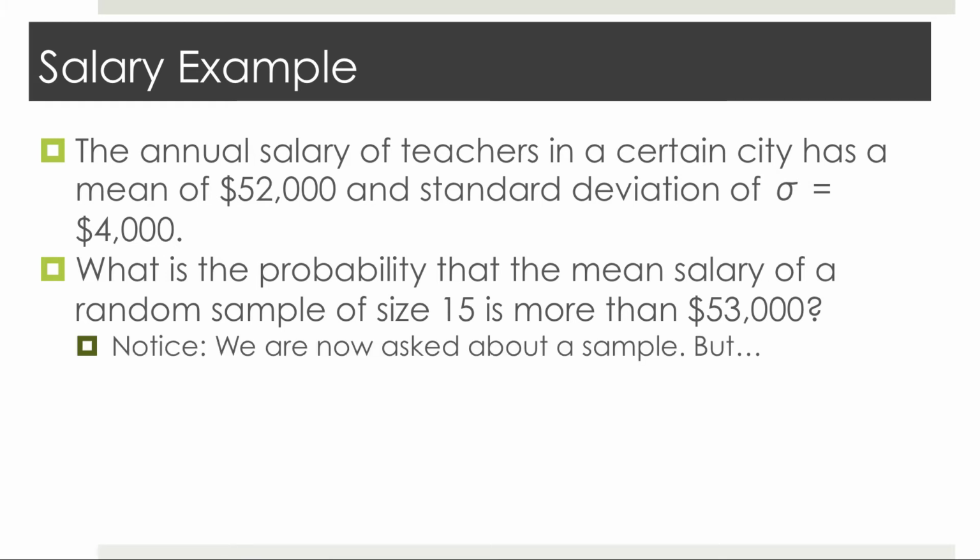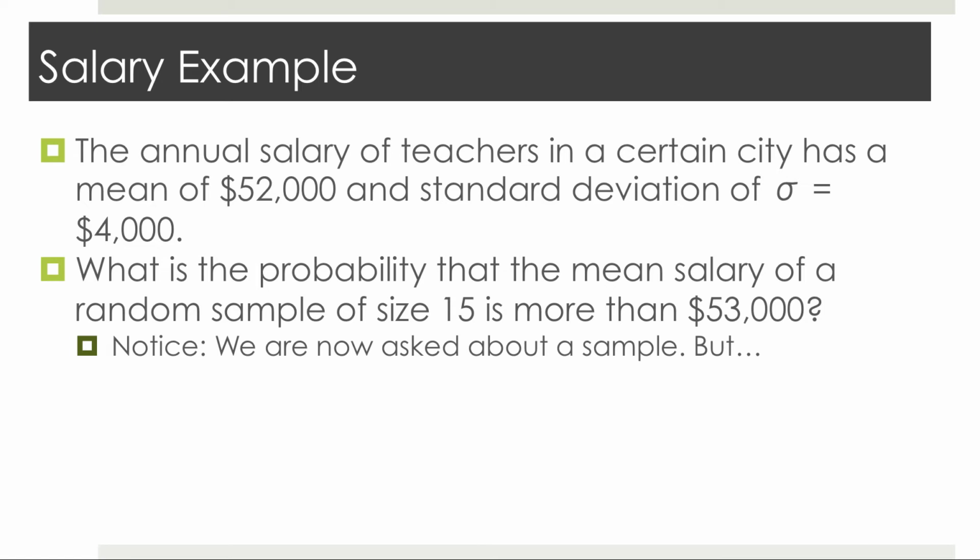It's asking about a sample. So basically what we have is a sample of size 15 that's been chosen from the population, and we want to find out how likely it is that the mean of that sample is more than $53,000. So we're not just looking at one salary or one worker's salary, we're looking at a mean. So we have a completely different distribution to look at here. And in the last video, we talked about this distribution and called it the sampling distribution of sample means.